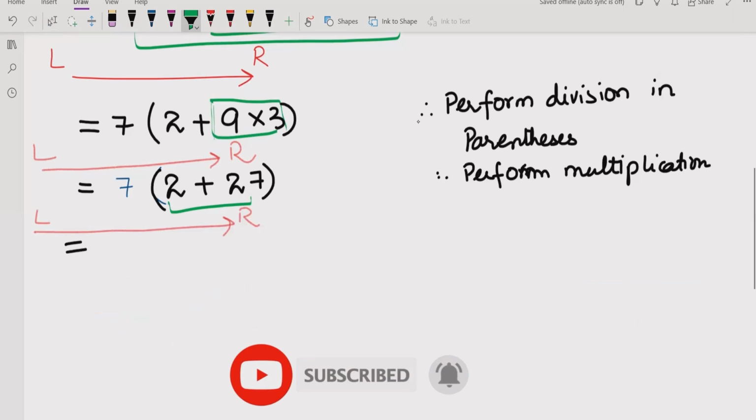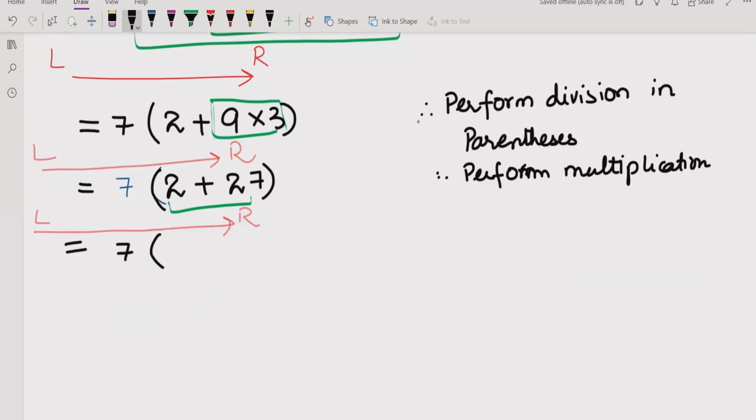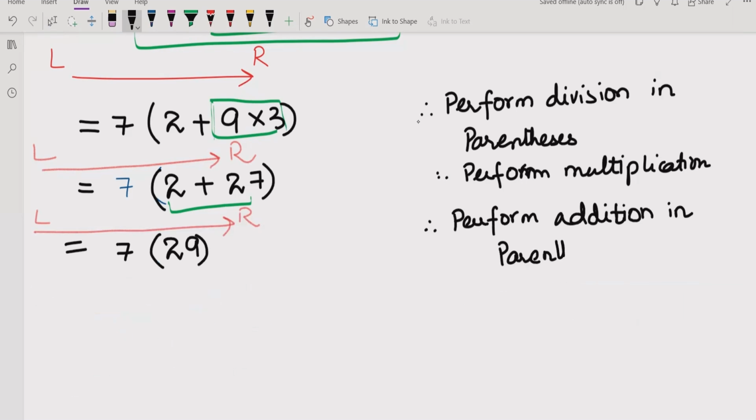So here we solve 7 multiplied by 2 plus 27, which is 29. So here we perform addition in the parenthesis, right? So now the last step is to multiply the parenthesis answer with the 7. So 7 multiplied by 29.